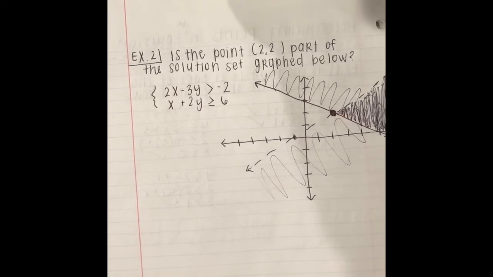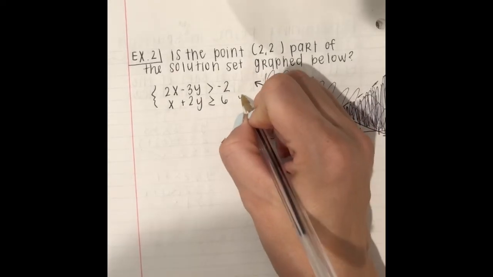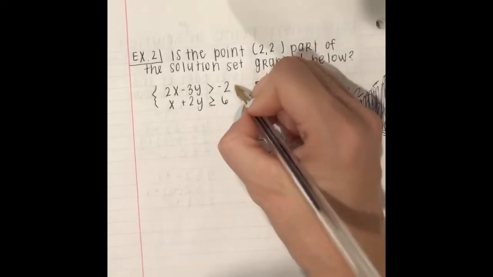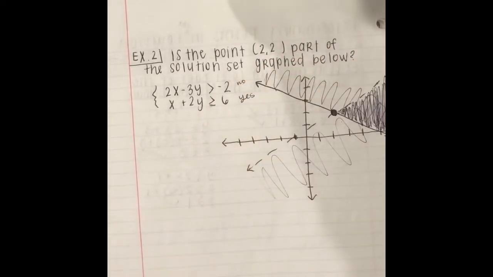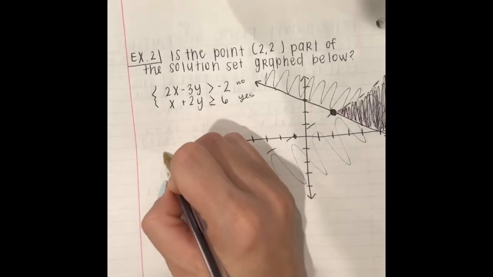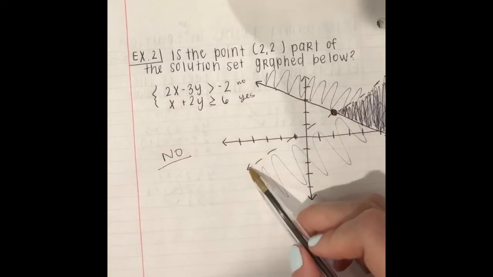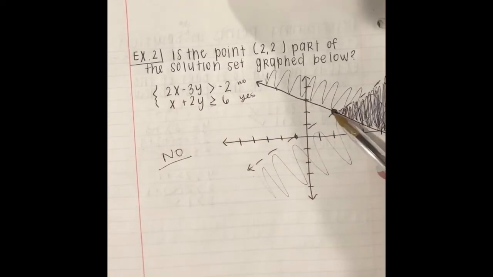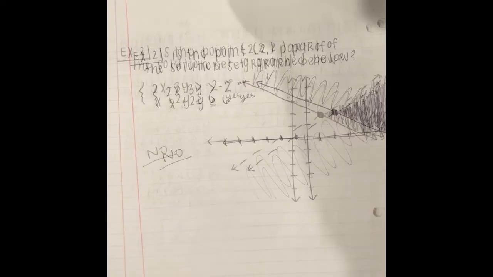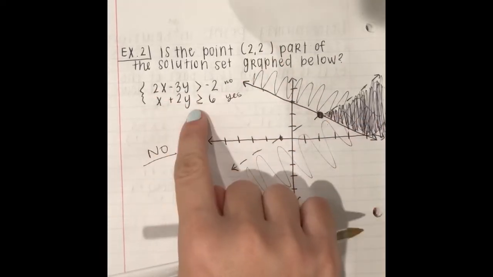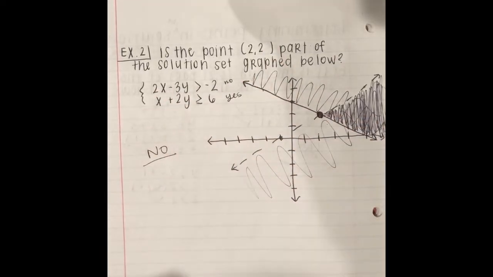This point is a solution to this one with the solid line, the or equal to symbol, but it's not a solution to this one. So is it part of the solution set for both? No. If this had also been a solid line and the point was on both solid lines, then the answer would be yes. It would be a solution for both. The best way to verify this, if you're not sure, is by taking that point and plugging it into both. And you'll see why.